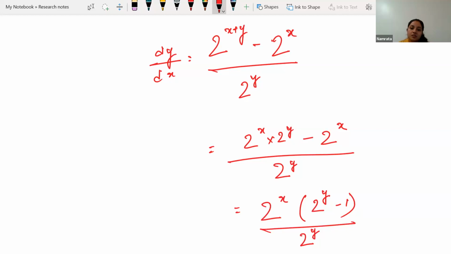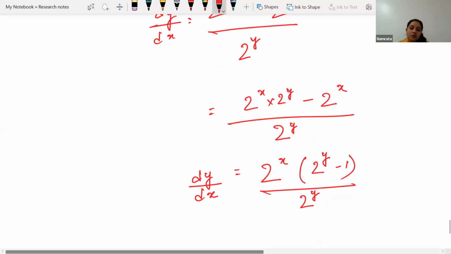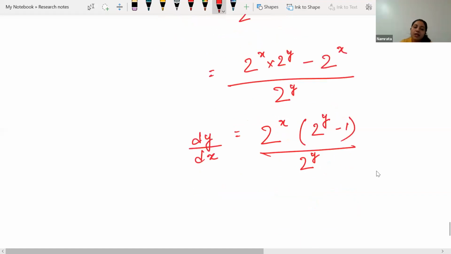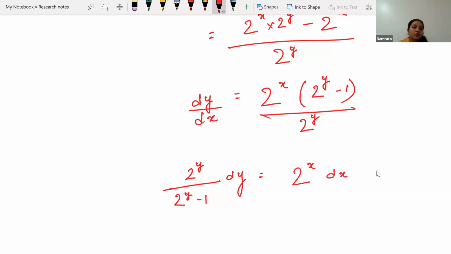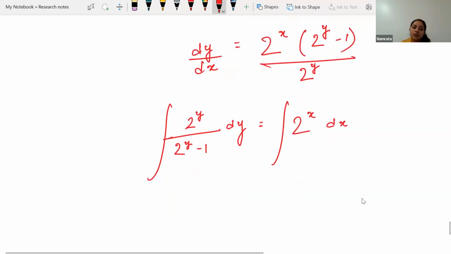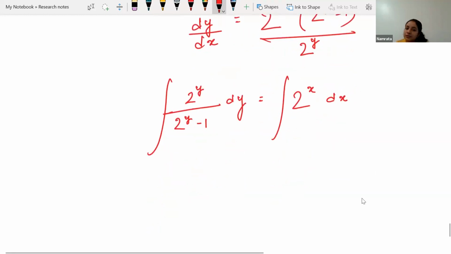Again, variable separable we can do. With dy and dx, all the y terms we will be keeping on one side, all the x terms we will be keeping on the other side. So we will have 2 to the power y over 2 to the power y minus 1 dy is equal to 2 to the power x dx. Now we can do integration on both sides. Let's do it. On the left hand side, if we take the denominator as a substitution, are we going to get the numerator? So 2 raised to the power y minus 1 is equal to, let's say, t.